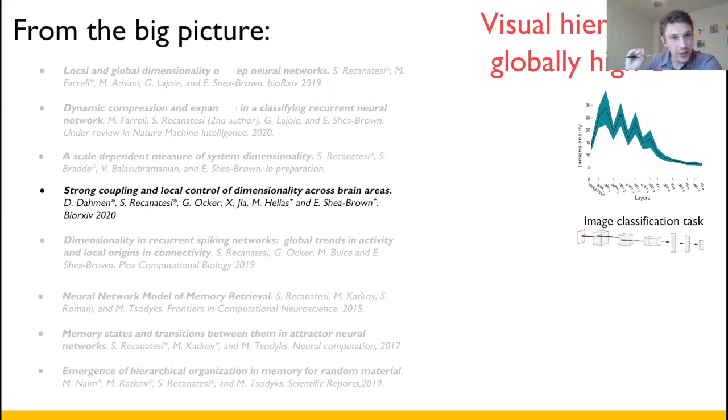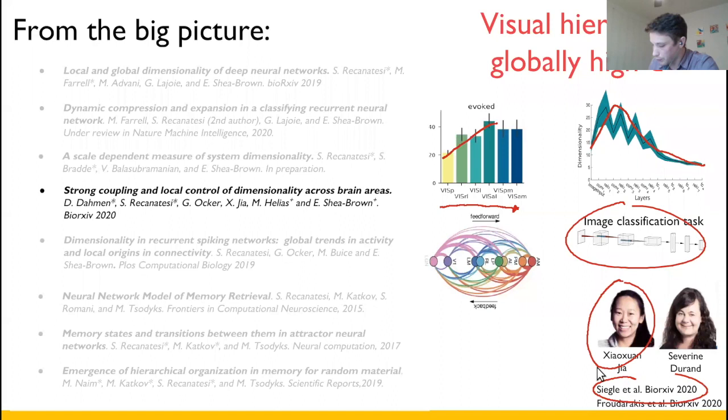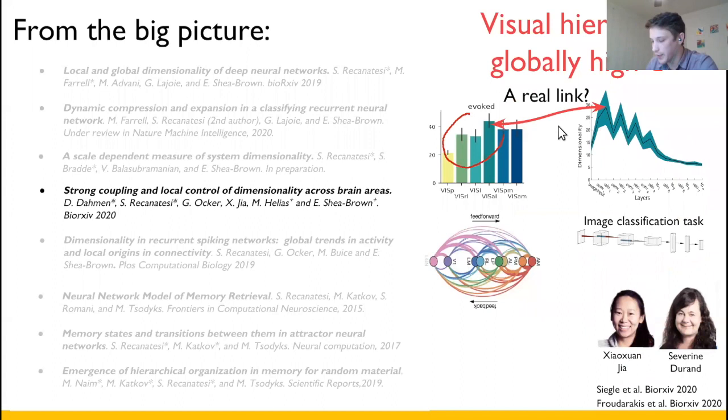So we found that these phenomena of dimensionality expansion and reduction, and the locally low and globally high perspective, had counterparts in other data analyses, new Neuropixels data analysis that we found. For example, what I highlighted before, this expansion and compression in deep neural networks, we found that there was also an expansion in the visual hierarchy recently identified by the Allen Institute. This is important because it shows that the visual hierarchy might actually bring out and expand the neural representation. It may establish what we still don't know, whether there is a real link between the expansion along the visual stream and the expansion of deep neural networks.